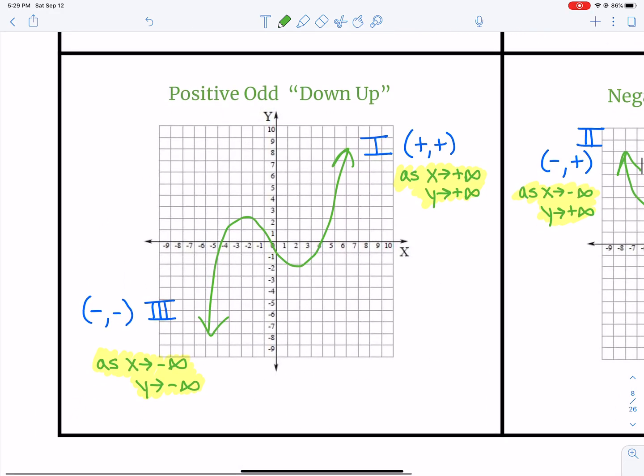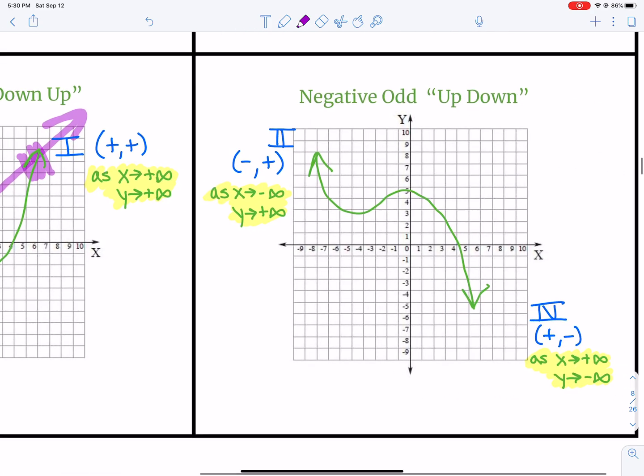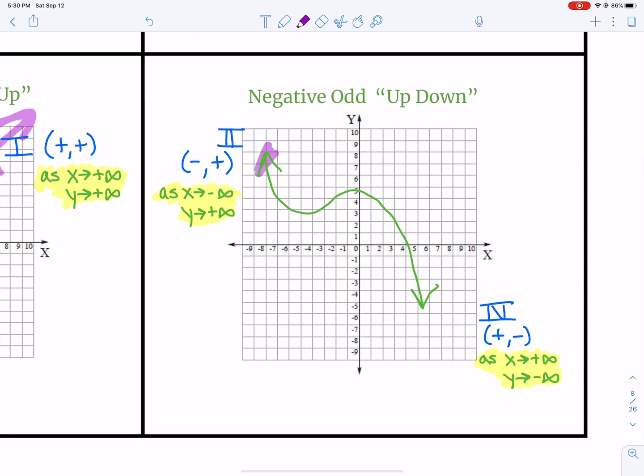So notice for an odd function, it's behaving differently on the ends. One end is facing down, and the other end is facing up. So this is an odd function. But overall, this graph looks like it's rising from left to right, which makes it positive. For the negative odd function, notice the ends of the graph are behaving differently, which makes it odd. One end is facing up and one end is facing down. And then it's negative because overall it's trending in a downward direction from left to right. So it has that curve in the middle, but it's overall facing down.